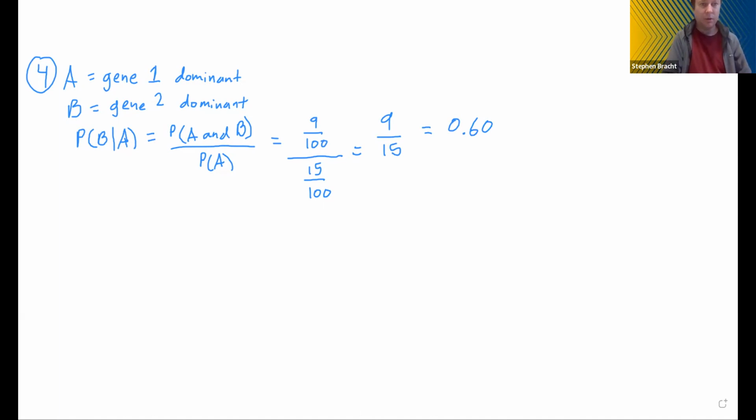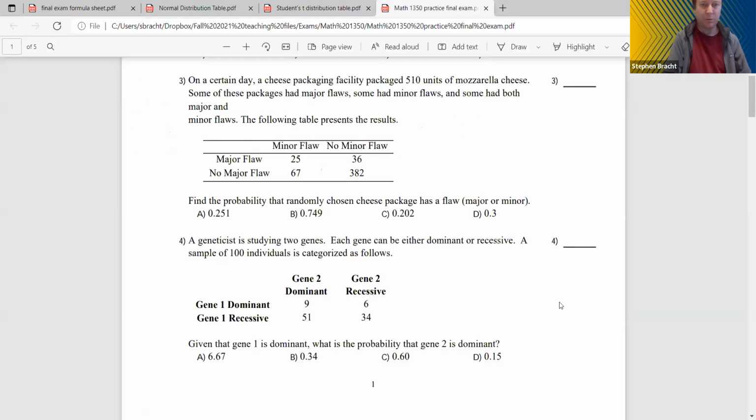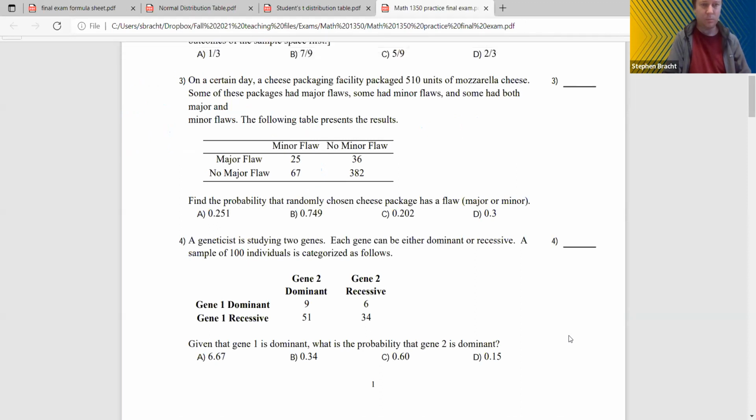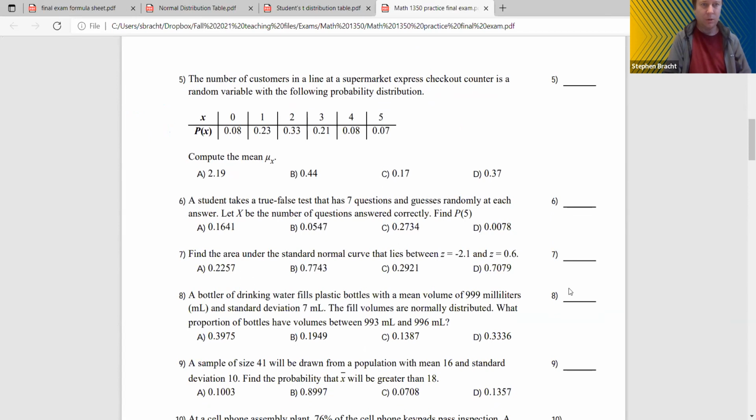Right. Back over here. That's number 4. So the answer is C. Okay, let's move on to number 5 here. The number of customers in a line at a supermarket express checkout counter is a random variable with the following probability distribution, and we're asked to compute the mean of the distribution.